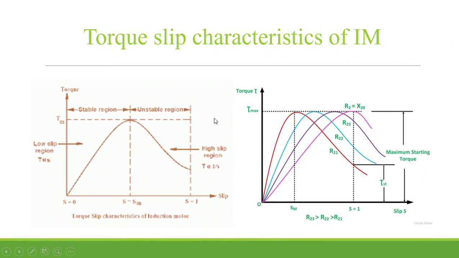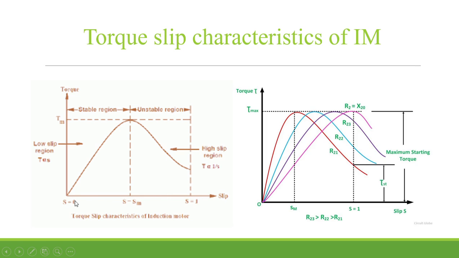Now coming to the torque slip characteristics of induction motor. As the name suggests, it is a torque and slip characteristic. So we are plotting torque on the y-axis and slip on the x-axis. We need to see how the torque varies as we vary the slip. In the starting, the slip will be varied from 0 to 1.